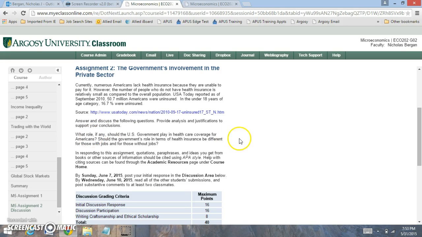You'll also be looking at whether the government's role in health insurance should be different for those with jobs and those without jobs. So that means if I have a job, should I get the same amount of coverage if I don't have a job?